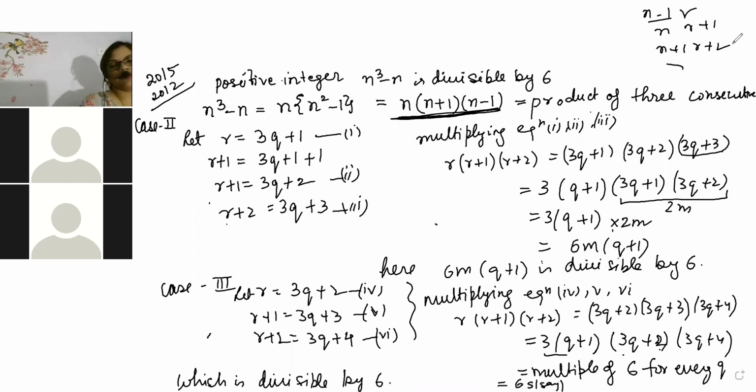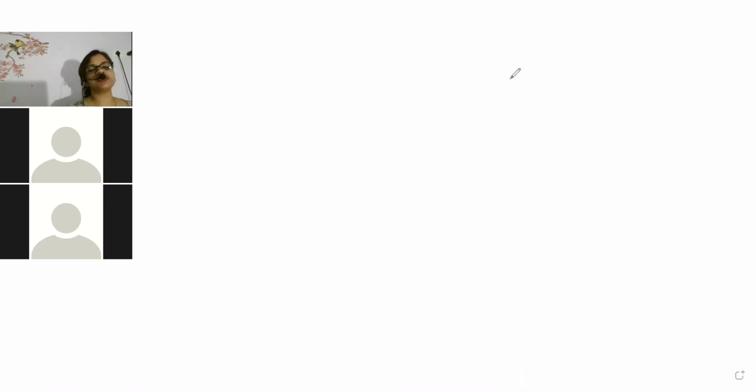One more question we will solve like this. Next question. Once you get the next question, you will be able to understand how to attempt these types of questions. Practice is very much important for these types of questions.